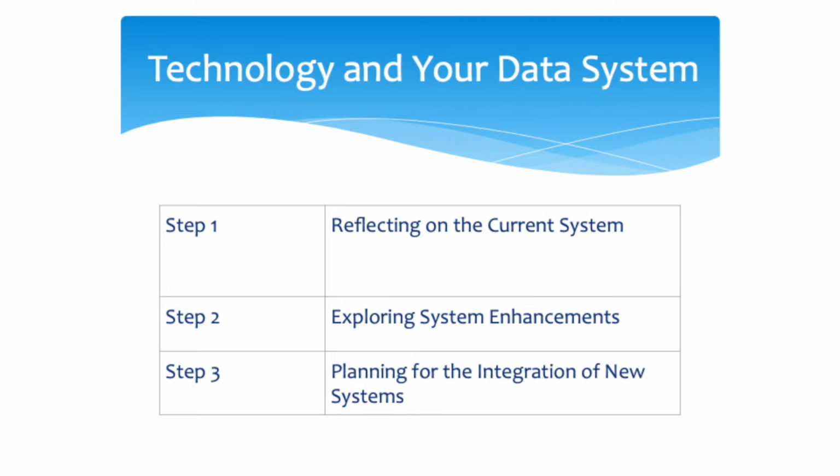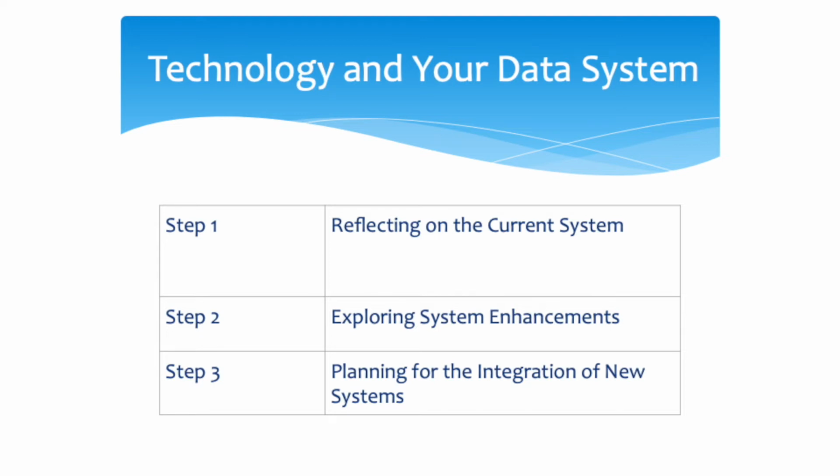The following steps can help you reflect and think through the ways in which you may use technology to support your current process. The 3 steps include: Step 1. Reflecting on the current system. Step 2. Exploring system enhancements. Step 3. Planning for the integration of new systems. Let's explore key considerations within each step that can support program and district teams in exploring the use of technology within data systems.